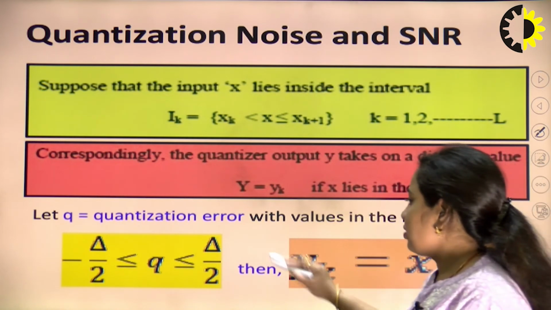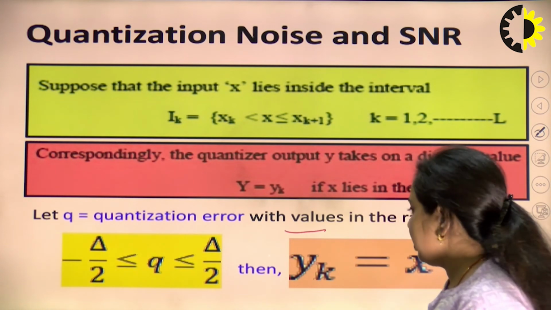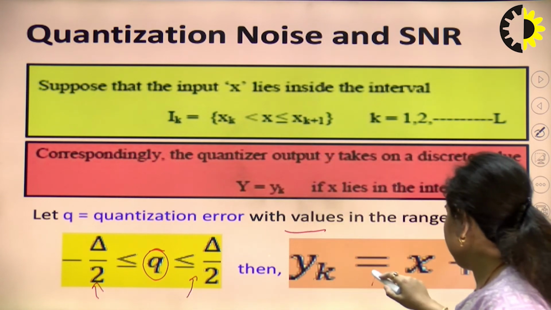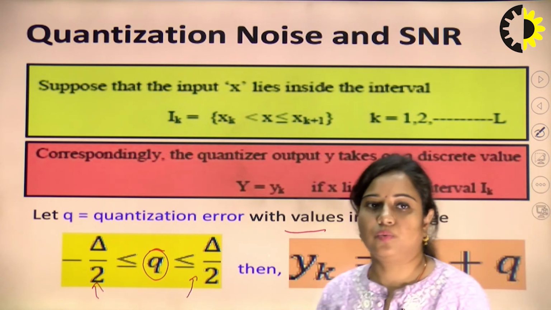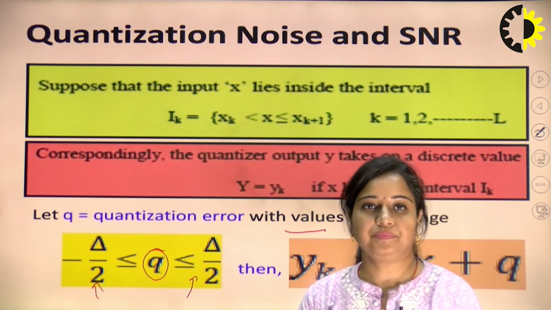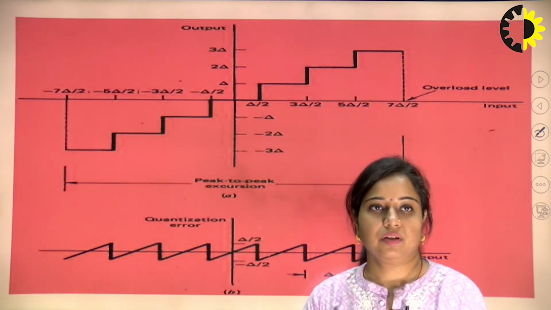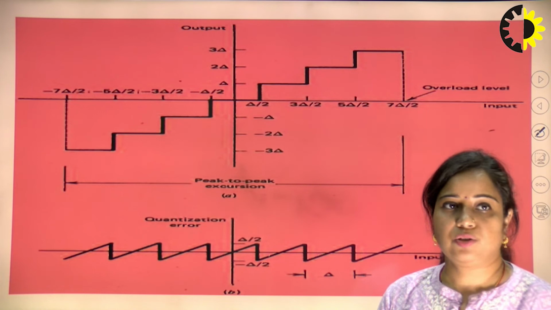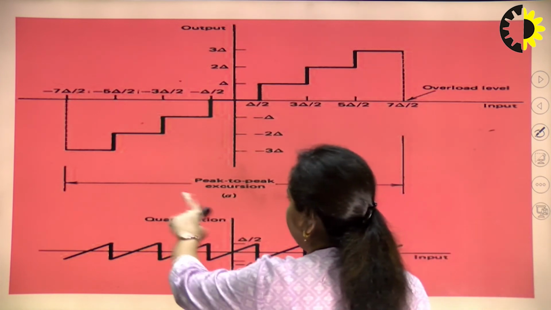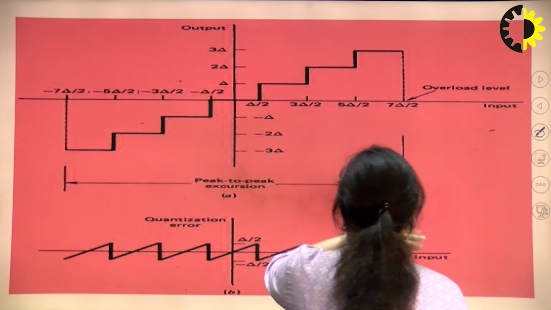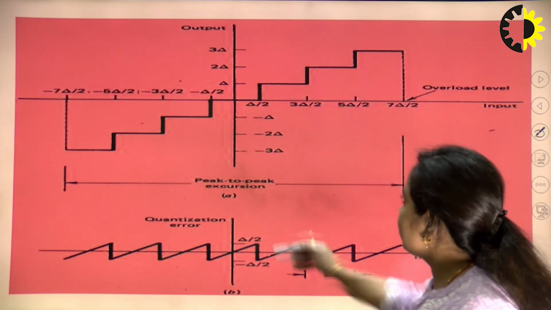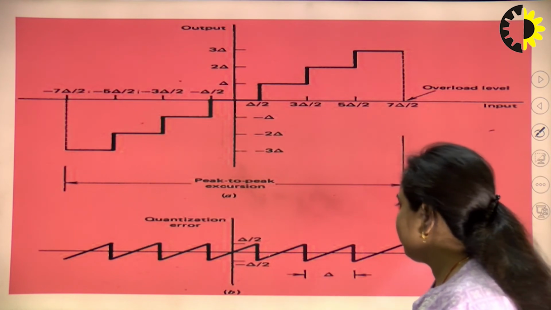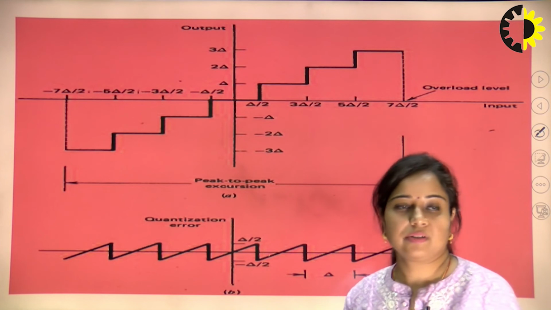Let q be the quantization error with values in the range from minus delta by 2 to plus delta by 2. Then yk will be equal to x plus q, where x is the input signal and q is the quantization error. This is the graph showing the peak to peak value excursion from minus 7 delta by 2 to plus 7 delta by 2, and this will vary from minus 3 delta to plus 3 delta, and these are the input values. So, this is how we can generate a waveform, that is the quantization error.